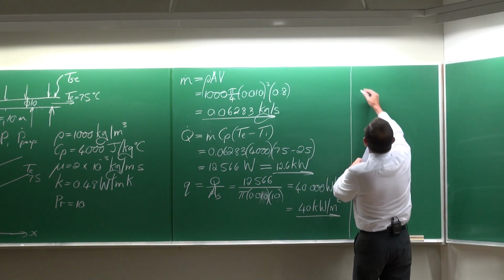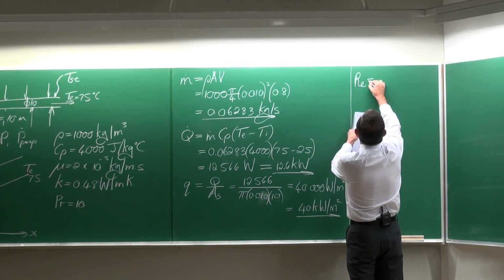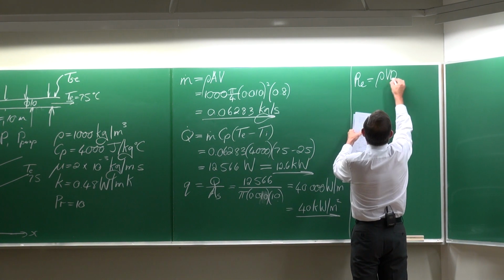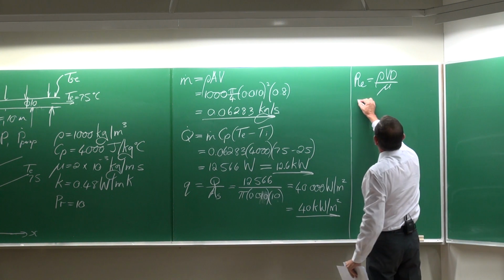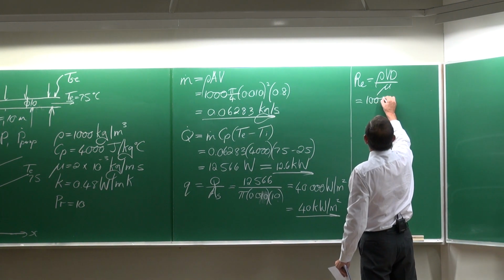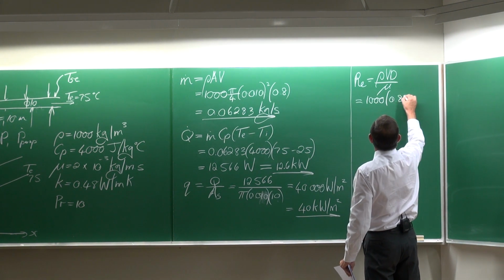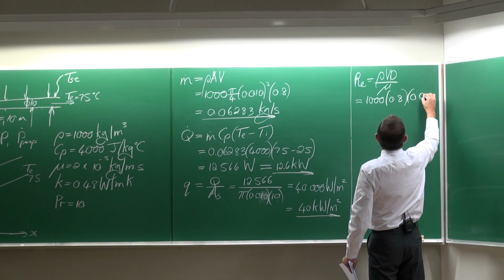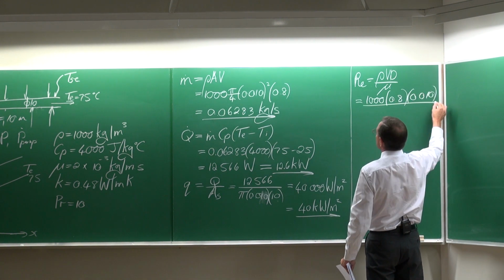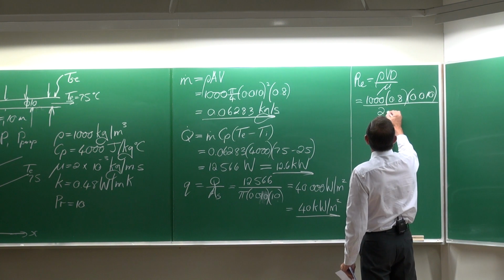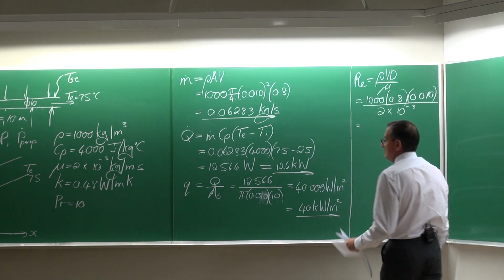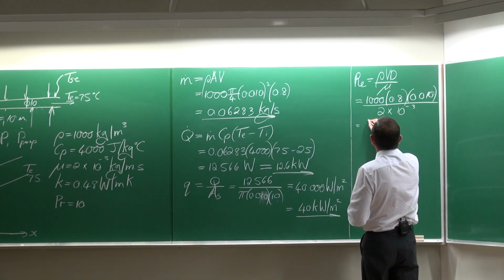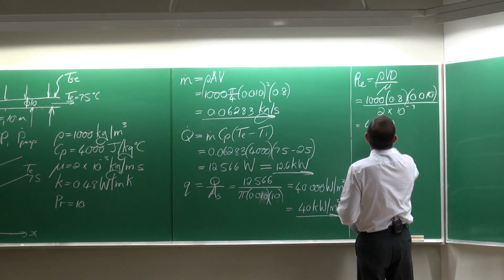It's important to know the Reynolds number is equal to rho V d divided by the viscosity. The density is 1,000, the velocity is 0.8, the diameter is 10 millimeters, divided by the viscosity, 2 multiplied by 10 to the minus 3, and it gives us a Reynolds number of 4,000.